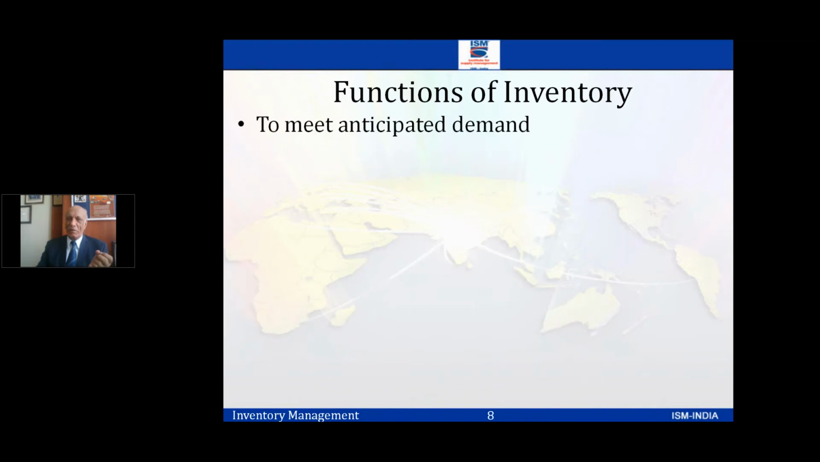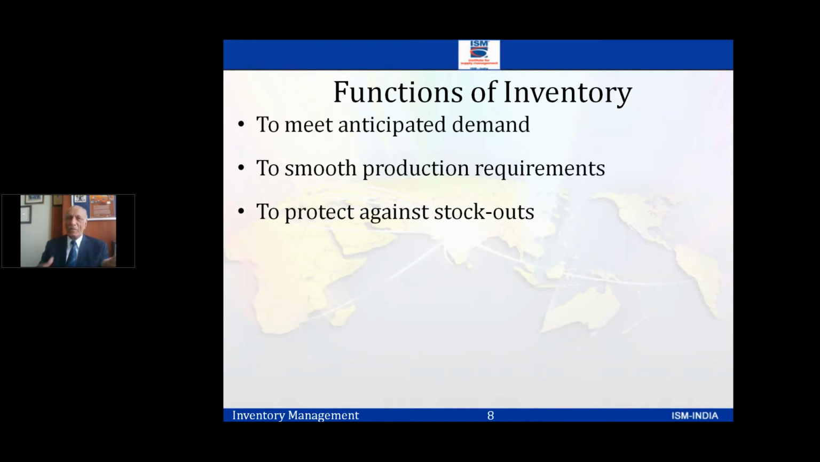Now, the function of inventory is the way we look at it. Obviously, the main thing is to meet anticipated demand. The sales forecast has been done: this is what we are going to sell next month. Obviously, they do it on a yearly basis. By month they review it. They review even on a weekly basis. So that demand forecast is passed on to the production schedule, and the production schedule makes the MRP. So that's one way. If I go with the pull system, then it's a different approach. So there's one to meet the anticipated demand, and next is to smooth the production requirements, and third is to protect against stockouts.